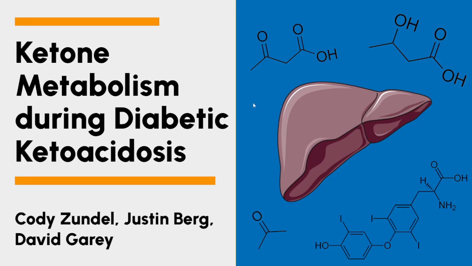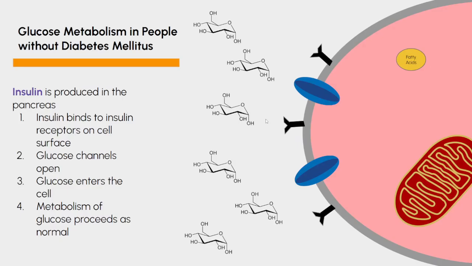This presentation is about ketone metabolism during diabetic ketoacidosis. As an introduction, people who do not have diabetes produce insulin correctly in their pancreas. The insulin binds to insulin receptors on the surface of a cell, which opens up glucose channels. The glucose then enters the cell, where glucose is metabolized for energy. You can see some little animations there.